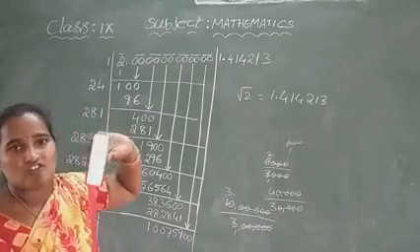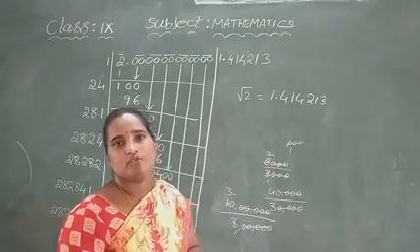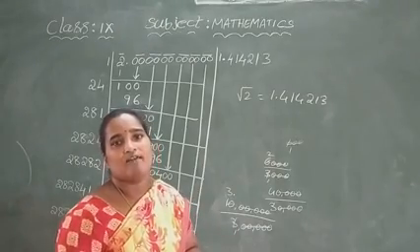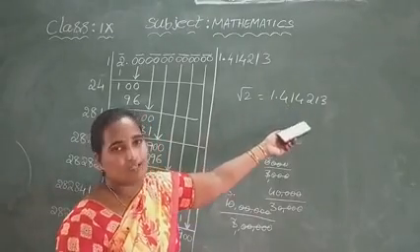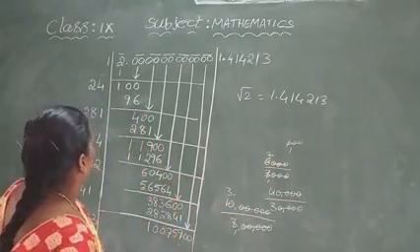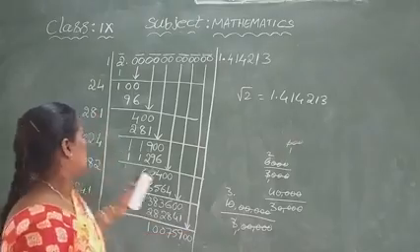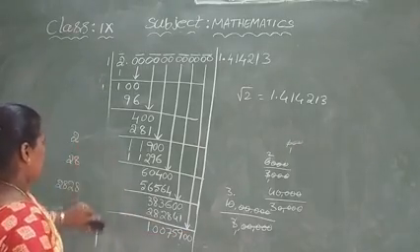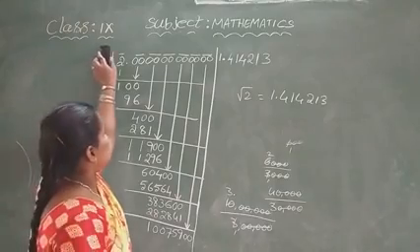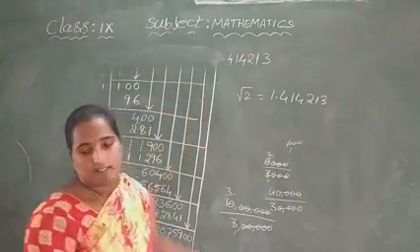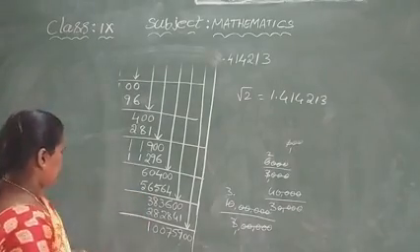Root 2 is an irrational number. We find root 2 by using the long division method. The value of root 2 is 1.414213, which is a non-repeating, non-terminating decimal. Okay? Next, you can take another topic: representation of irrational numbers.